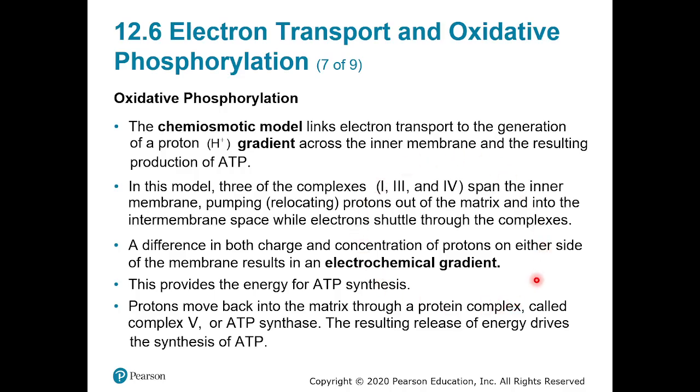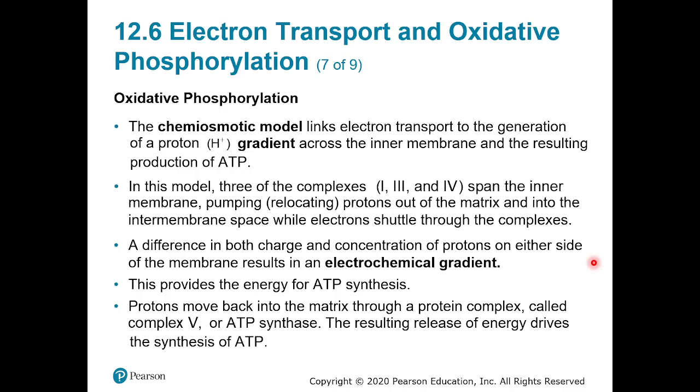So, in these models, of course, we have the 3 complexes, complex 1, 3, and 4. Those are the ones that are going to span the inner membrane. Those are the ones that pump the protons across out of the matrix into that inner membrane space. So they're going to be where you move the protons across. Complex 2 does not move protons in and of itself. As you're going to notice later, this makes FADH2 less efficient at producing energy. Okay? At least ATP.